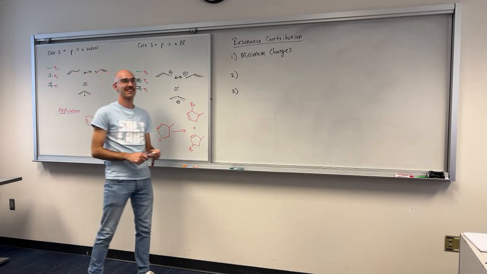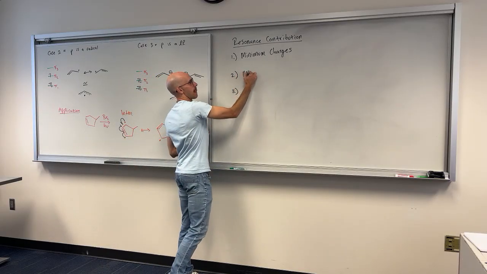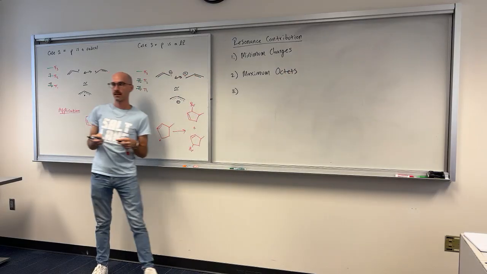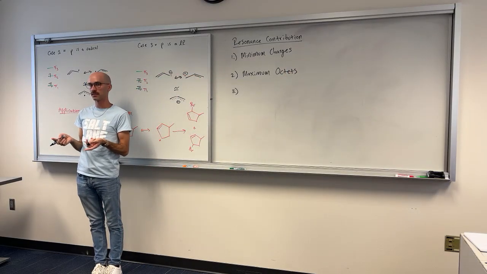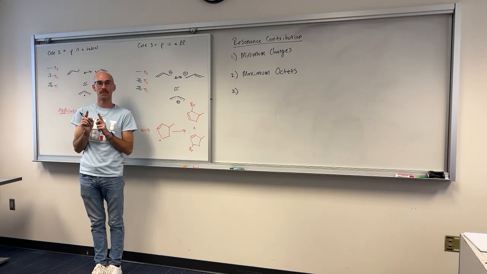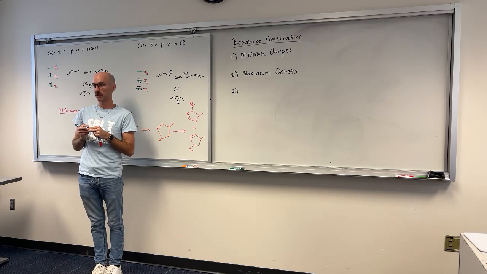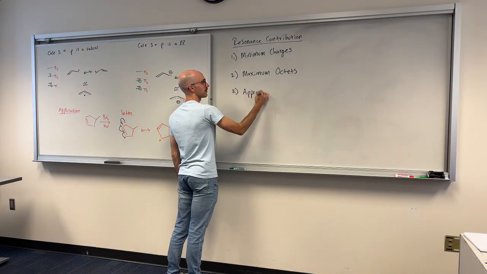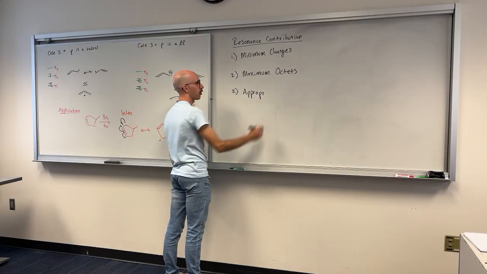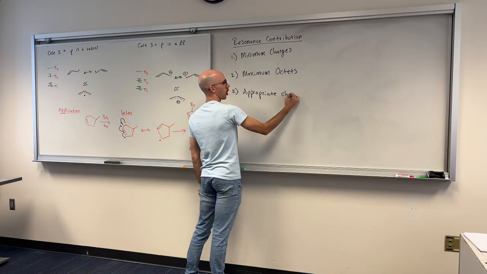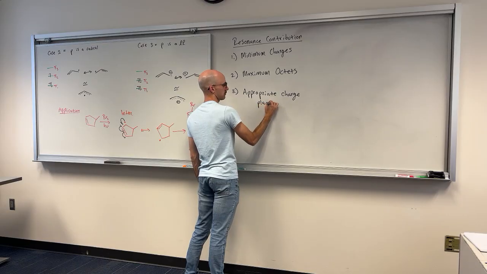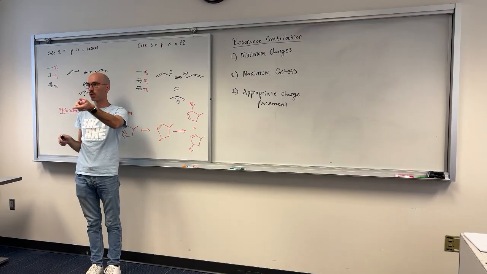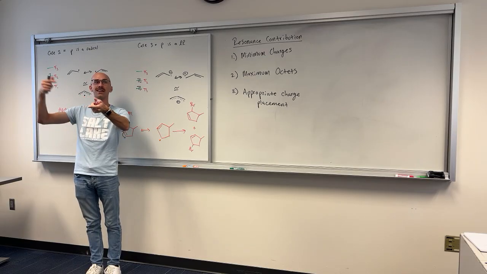Maximum octets comes next. You remember this well, Christina. After you have maximized octets, then you want to place the charge appropriately. There is one big instance where this seems counterintuitive. Appropriate charge placement means negative charge on more electronegative, positive charge on less electronegative.